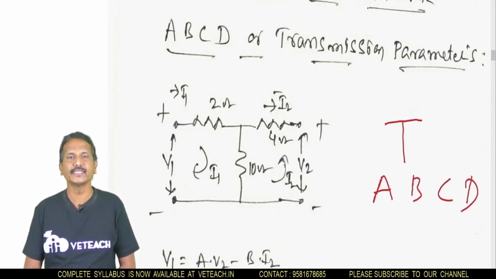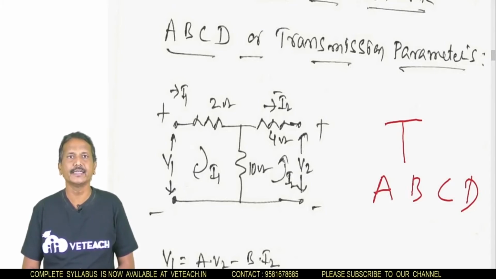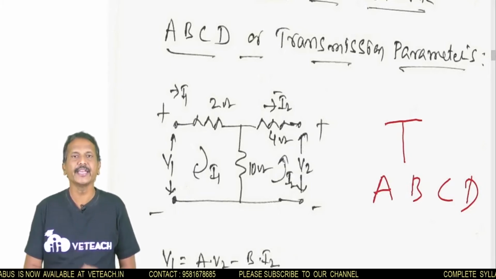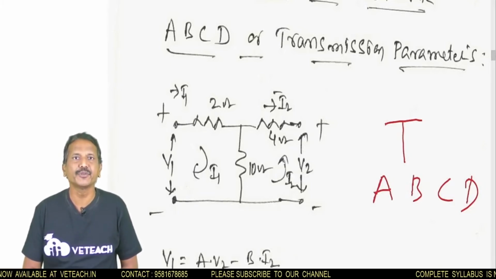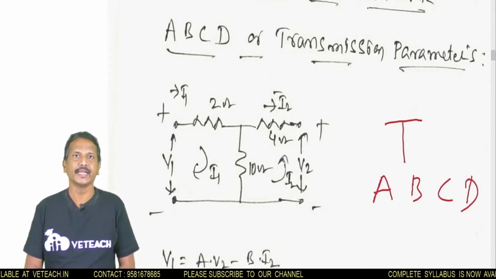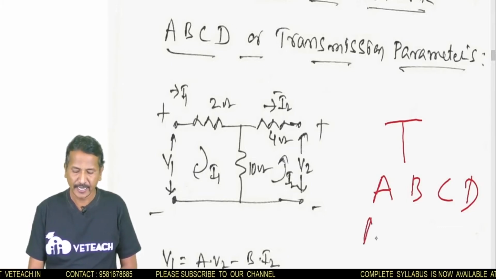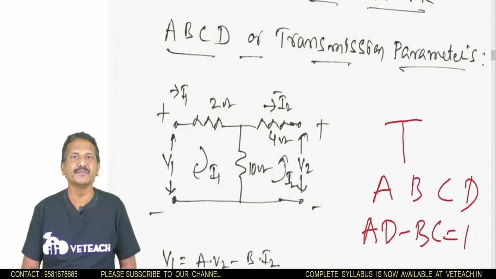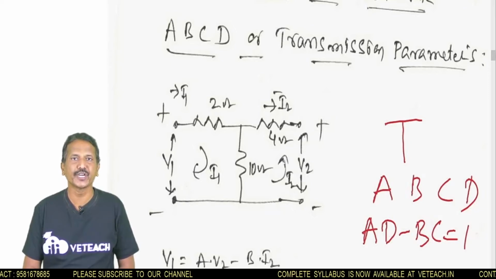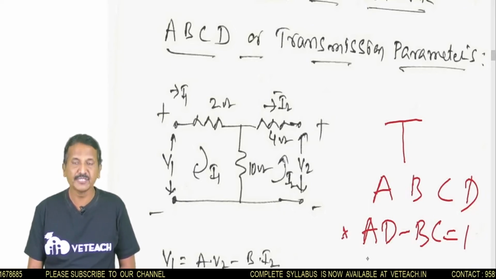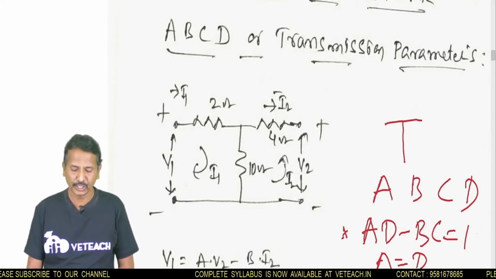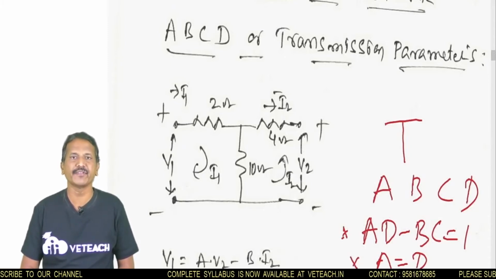Students, one more important thing, it may be a 2 marks question: in a two-port network, what do you mean by the reciprocity condition as well as the symmetry condition? Here in ABCD parameters, the reciprocity condition is AD minus BC is equal to 1, whereas the symmetry condition is A is equal to D. These two are very important in each and every parameter.